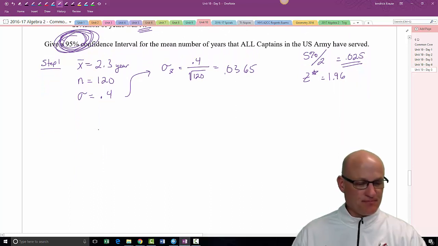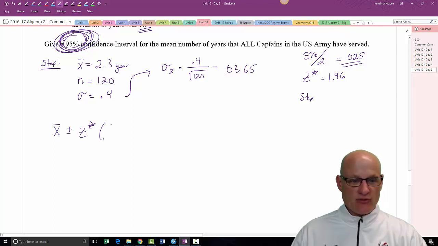So now we're going to set up our confidence interval. We found our Z star. This was like step 2 over here. So step 3, last step, we're going to take our X bar and find our interval. X bar plus or minus Z star times the sample standard deviation. So this is going to be equal to 2.3 plus or minus 1.96 times the standard deviation of 0.0365. So we're going to figure out what this interval is.